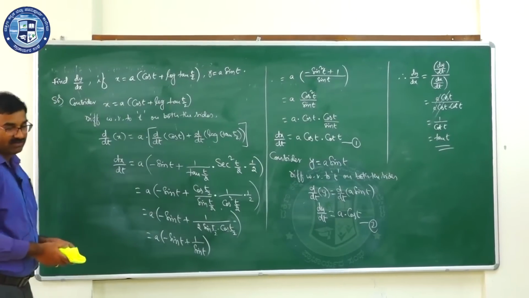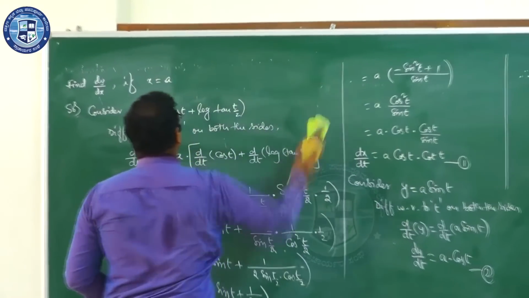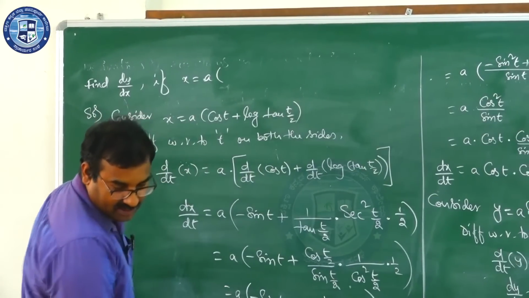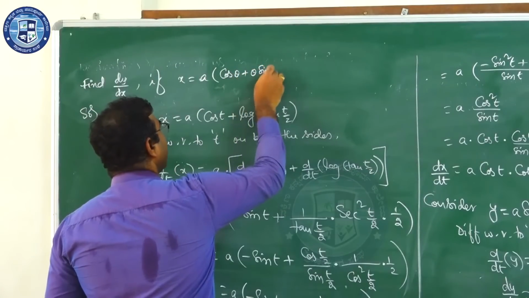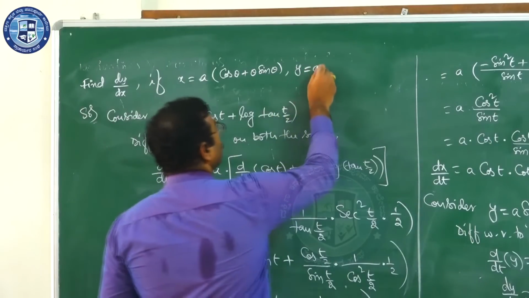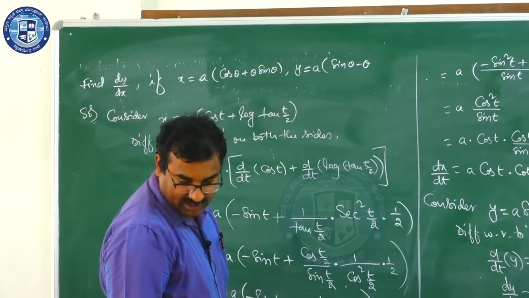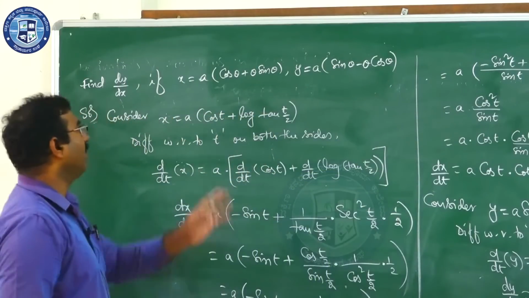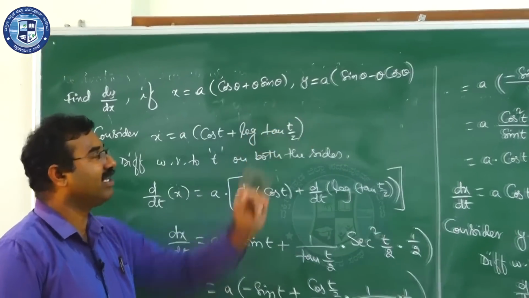Find dy by dx. If x is equal to a into cos theta plus theta sin theta, y is equal to a into sin theta minus theta cos theta. Okay. So this is another problem. We need to find dy by dx, if x equal to a into cos theta plus theta sin theta, y is equal to a into sin theta minus theta cos theta.